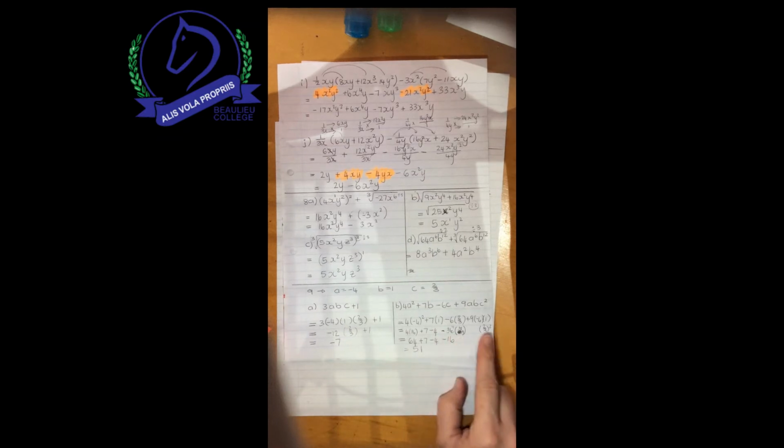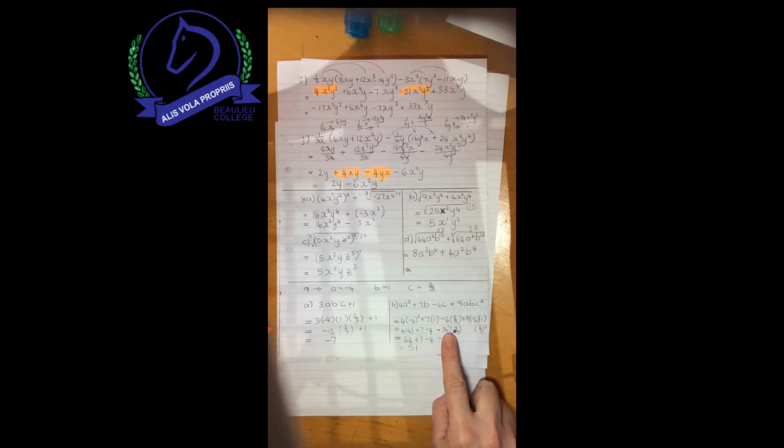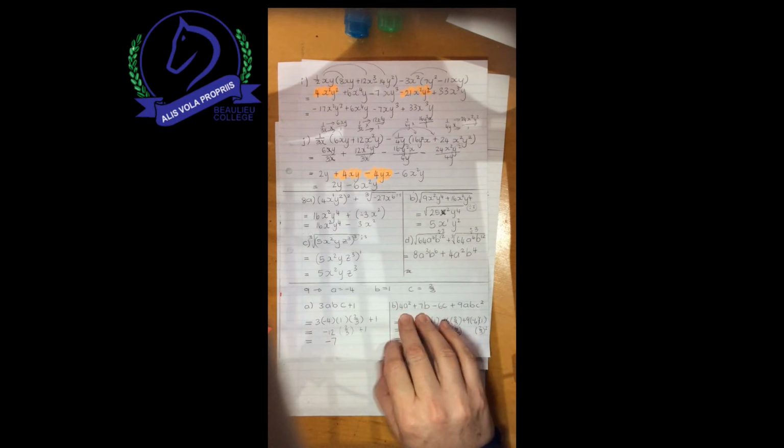Okay, where the previous video stopped, we were at minus 36, and then 2 times 2 is 4, and 3 times 3 is 9. 9 goes into 36, 4 times and 4 times 4 is minus 16. My answer is 51. Right.